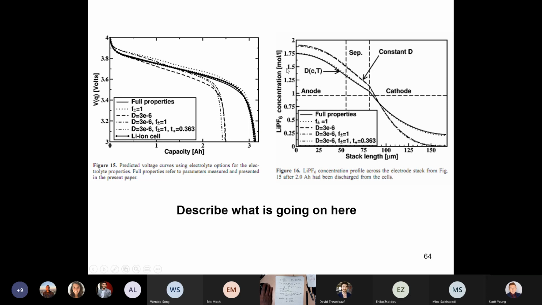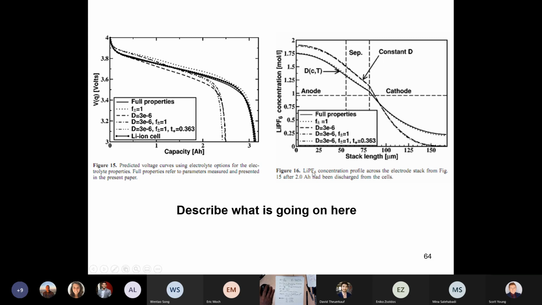And if you want to know why that makes such a difference, over here, he's showing you the LiPF6 concentration in the electrolyte as a function of position in the electrode stack, starting at the anode current collector over here at the left and going to the cathode current collector over at the right. So this is a discharge. So it means that the lithium ions are coming out of the graphite and going over to the cathode. So the gradient has to be from anode side to cathode side.